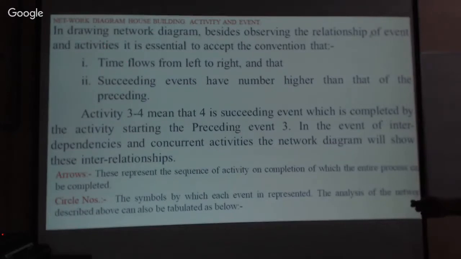In drawing a network diagram, besides observing the relationship of events and activities, it is essential to accept the convention that time flows from left to right and that succeeding events have numbers higher than that of the preceding. The preceding number is always smaller, and the number of the following activity is larger.